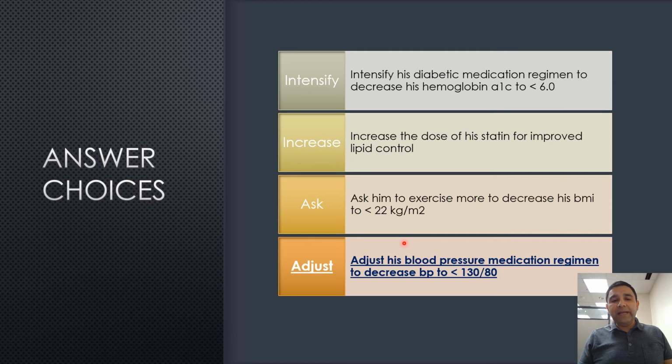I think the biggest bang for the buck in this patient is to adjust his blood pressure regimen to decrease his BP to less than 130/80. His diastolic blood pressure is already less than 80, so we are at target there. What we need to do is to decrease his systolic blood pressure to less than 130.